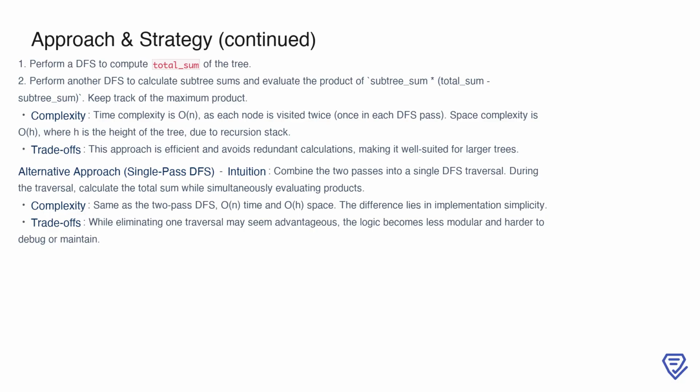An alternative to this is a single-pass DFS, where the total sum of the tree and the evaluation of products are performed simultaneously within a single traversal. While this reduces the number of traversals, it introduces more complexity into the implementation. Debugging and maintaining such a solution can become challenging, especially for larger or more intricate trees, which is why it may not always be the preferred choice.